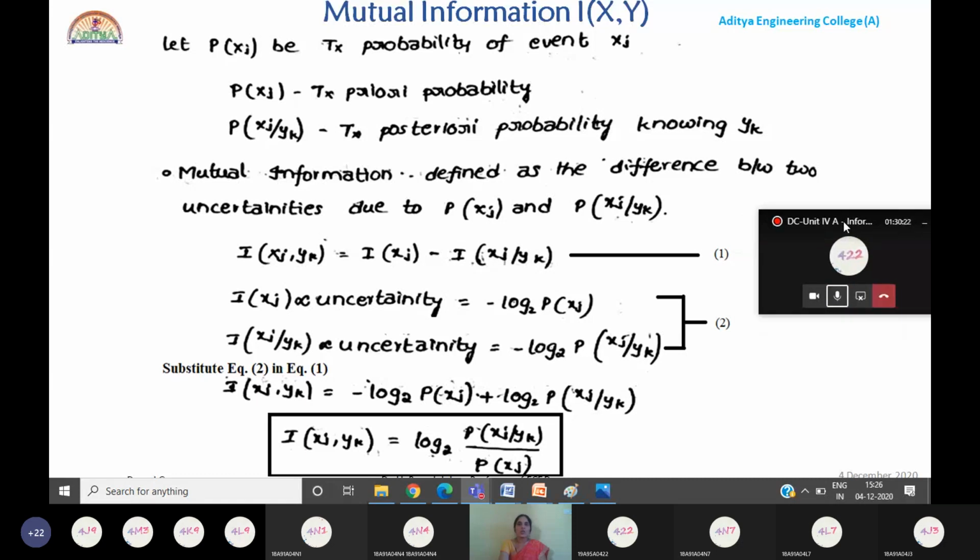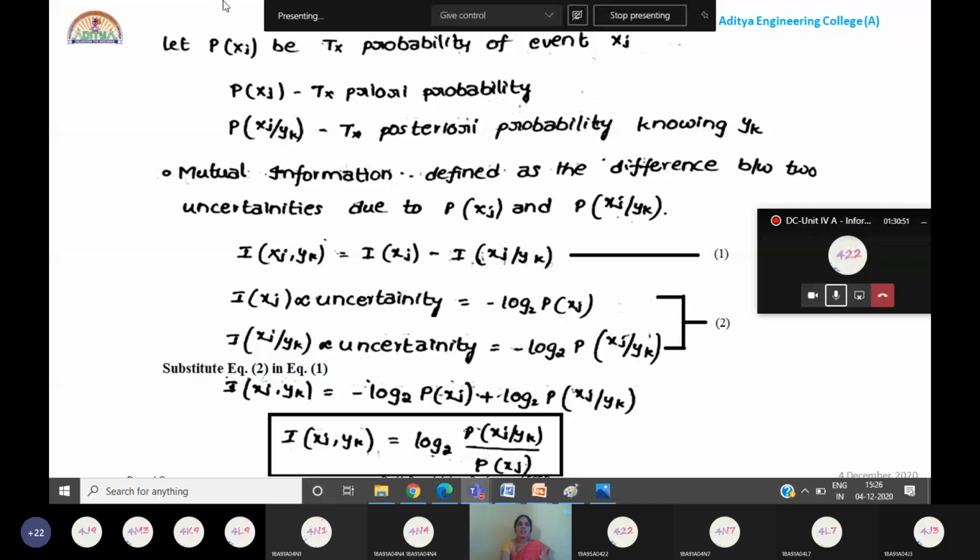Now let us move to the new concept, namely mutual information. I think this is the last module, the last concept of the first part of Unit 4. After completion of this mutual information and its properties, we can see very important problems regarding the calculations of all the kinds of entropies and mutual information. Please all of you listen carefully. This concept is very important.